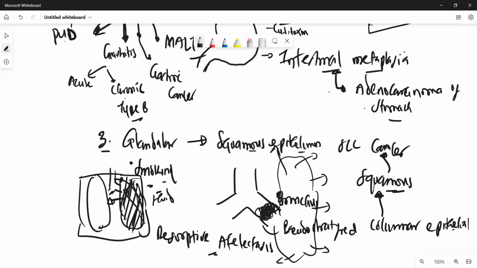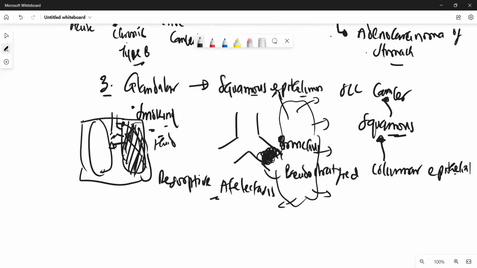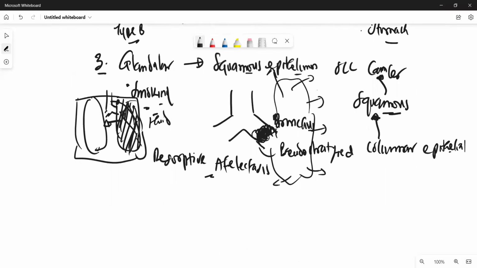So anytime one part of the lung is white out on chest X-ray, always ask what the trachea is doing. Is the trachea moving to that side or is it moving to the opposite side? So if the trachea is ipsilateral deviation, think of atelectasis. And if it's contralateral deviation, think of pleural effusion on that side, right? So that's smoking.